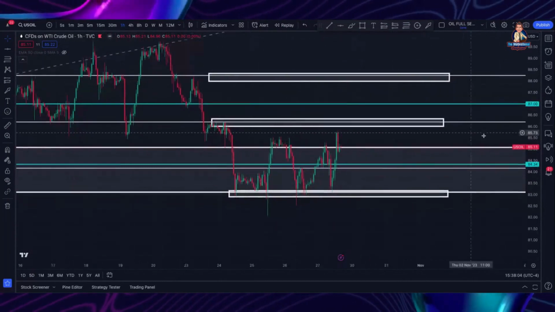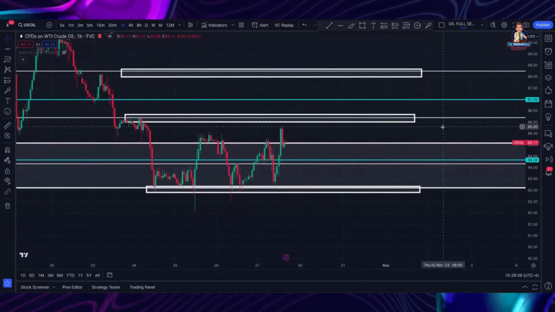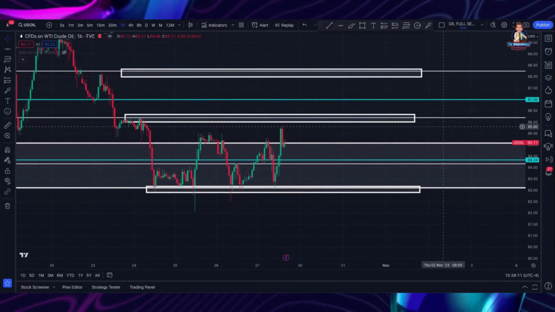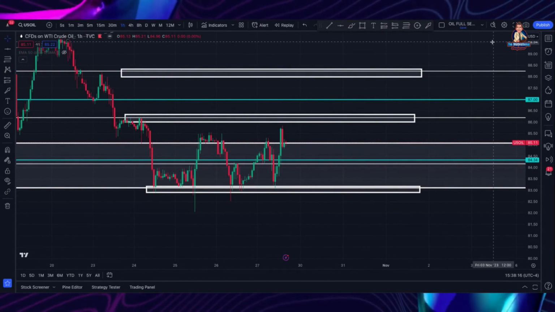So now that we've got our levels marked up here, several to the top side and a few down to the bottom side, let's go ahead and drop down to our 15-minute time frame analysis.